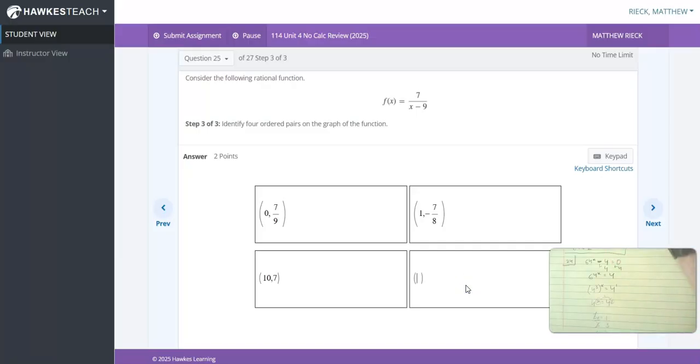And finally, we haven't done a negative number yet, we'll say x equals negative 3. All right, so then we'll have negative 7. So negative 3 minus 9 would be negative 12. So we have negative 7 over 12.